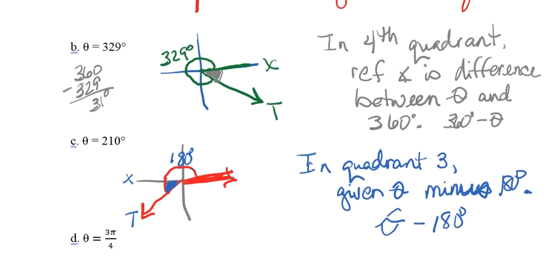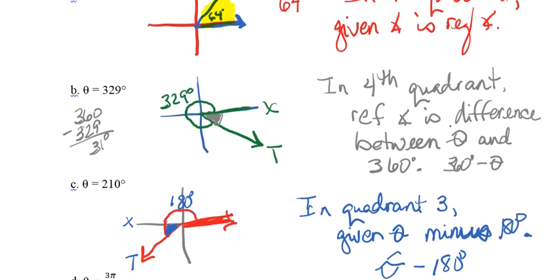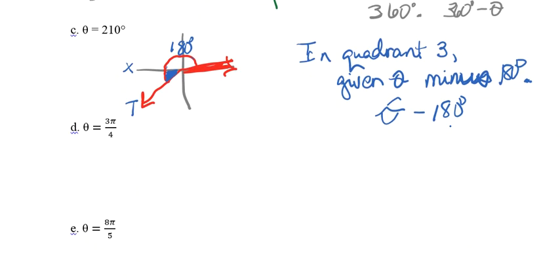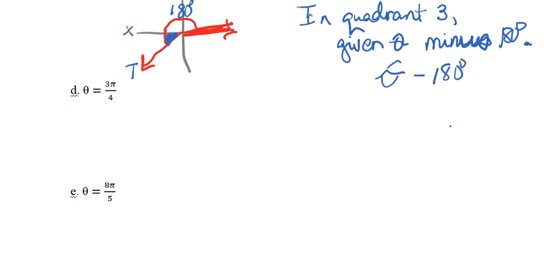A, B, and C were all given to us in degrees. D and E are given to us in radians. The process is no different. We just have to think about what that means when it comes to adding or subtracting. So 3 pi over 4.